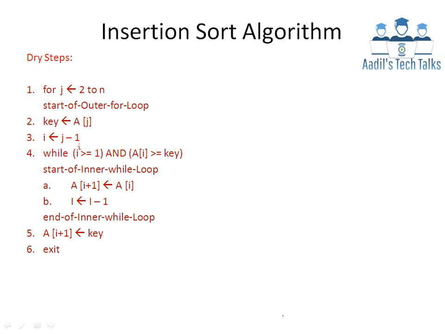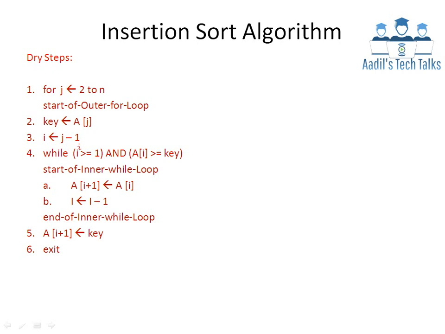The steps for the insertion sort algorithm are: step number one, for j gets 2 to n. This means that the outer for loop starts from the second element and it will go to the nth element. Key gets A[j]. Key is a temporary variable to hold a value temporarily. Number three is i gets j minus 1. i is the counter variable for the while loop starting in the fourth step, and so i is initialized in step number three.